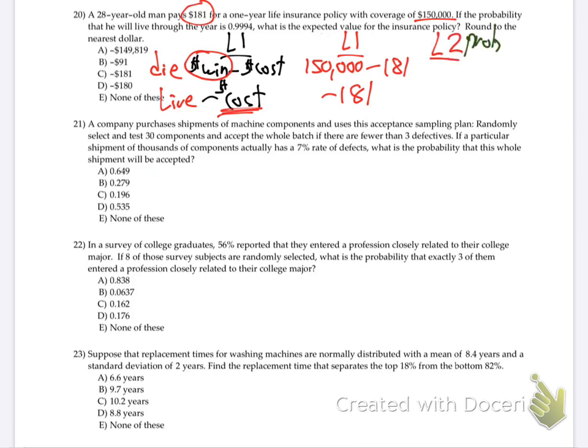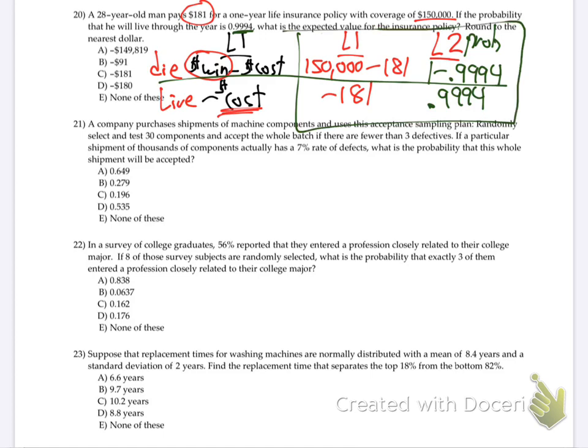So what's the probability that you're going to die during the year? 1 minus 0.9994, right? If 0.9994 is the chance you're going to live, then 1 minus it is the chance you're going to die. So there's what you put into L1 and L2. And you can just type them in just like that. You don't need to figure them out first and then type them in. Just literally type those things into the boxes in L1 and L2.